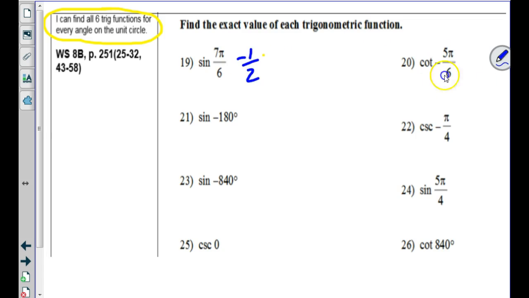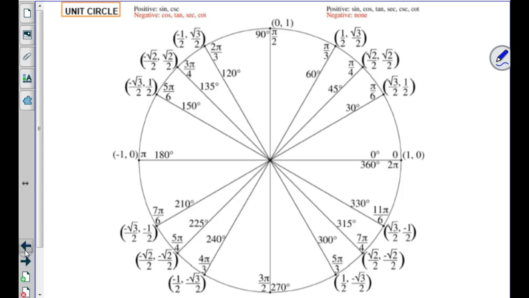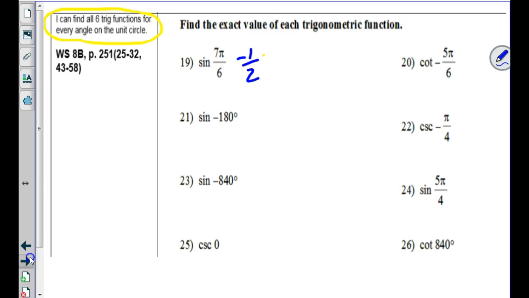Like number 20, cotangent -5 pi over 6. So 5 pi over 6 is 150 this way. -5 pi over 6 would be down here where we just were, right? And then it said cotangent. What's cotangent, guys? X over y. So it's going to be negative square root of 3 over -1, because remember the denominators are going to divide out. So negative square root of 3 over -1 would just be positive square root of 3. We good?